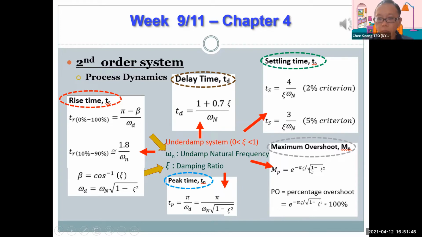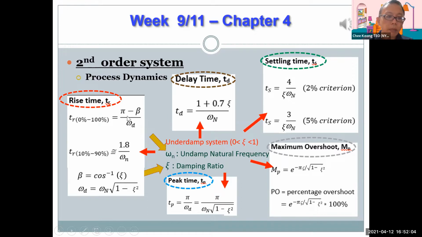Now, maximum peak again is only dependent on zeta. And whether you want the absolute value or in terms of percentage, both of them are only dependent on the zeta value, right? The delay time again is dependent on zeta and omega n. So if you have both of them, you'll be able to calculate Td.